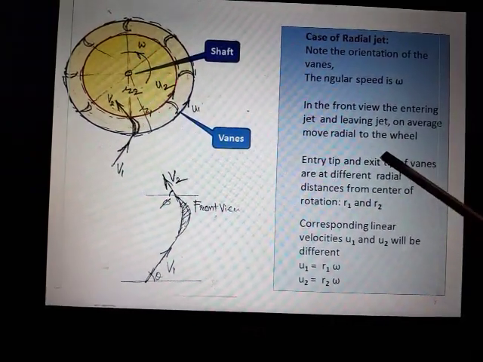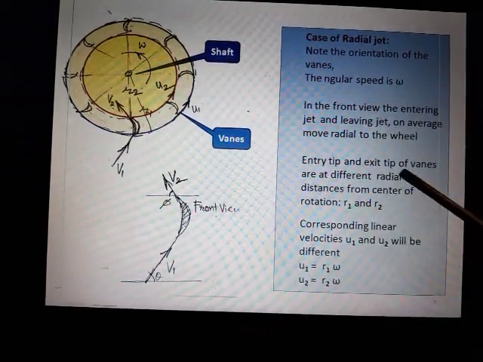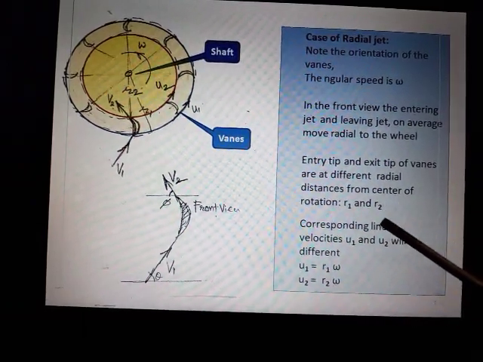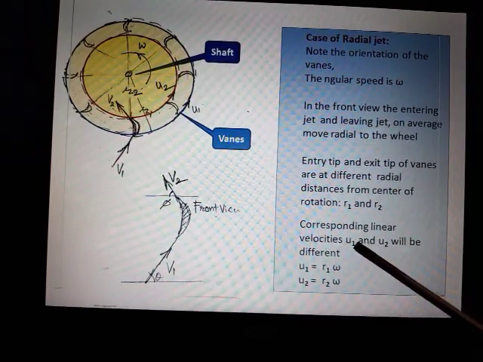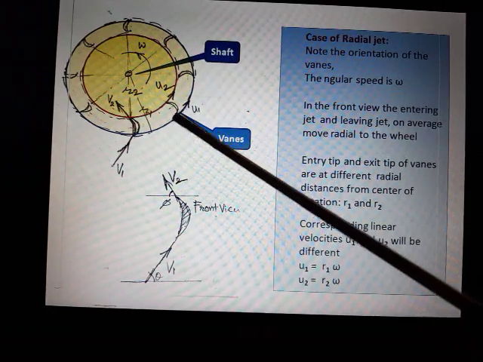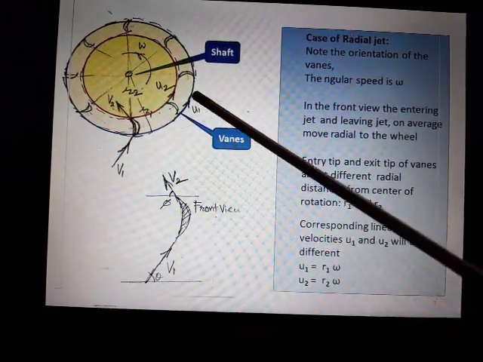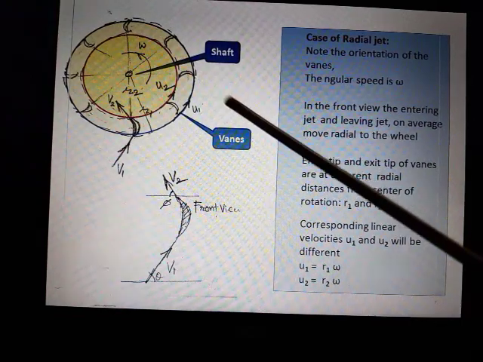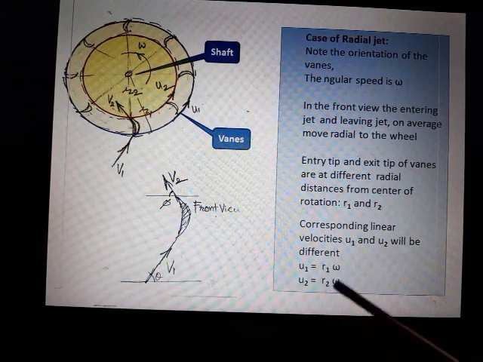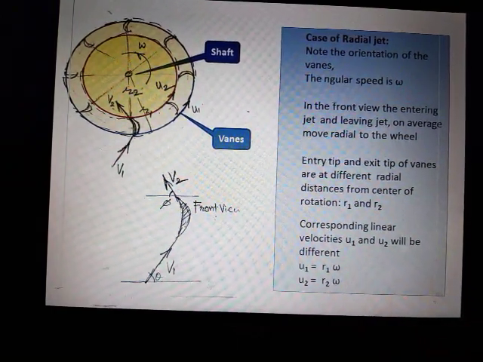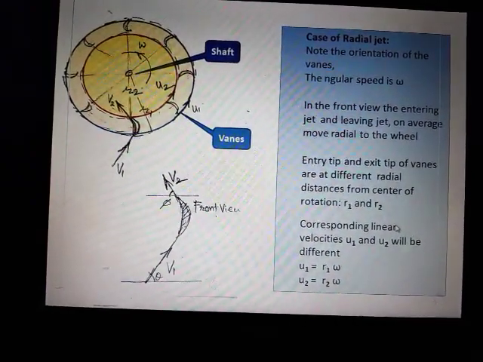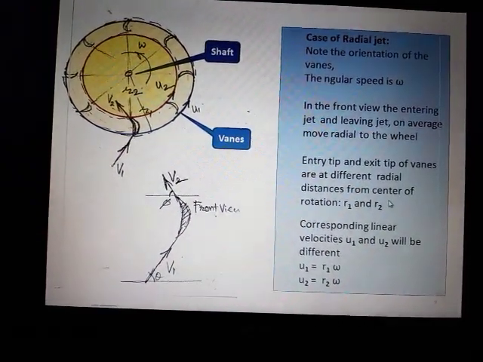So the entry tip and exit tip of the vanes are at different radial distances from the center of rotation, R1 and R2. Corresponding linear velocities are U1 and U2. If it is going this way, U1 is the tangential velocity at entry, and U2 will be the velocity there. U1 is given by R1 omega, and U2 is given by R2 omega. So at the entry point and exit point, the vane velocities are different in the radial case.